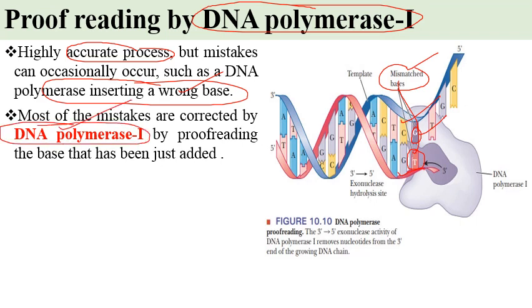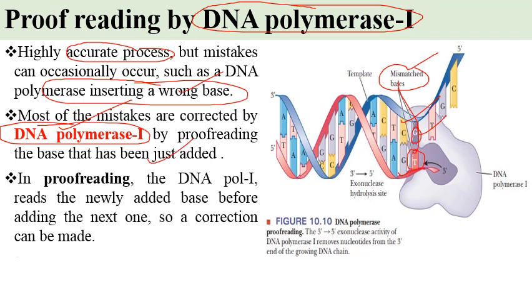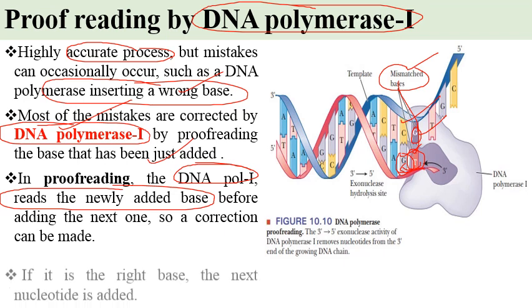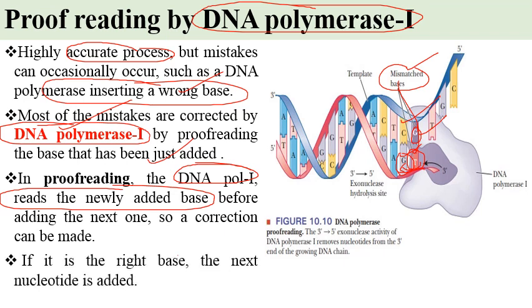DNA polymerase 1 corrects the mismatch by proofreading the base that has just been added. In proofreading, the DNA polymerase 1 reads the newly added base before adding the next one. It checks whether the previously added base is correct or not, and after checking this, the new base is added. So a correction can be made if a wrong base has been added. If it is the right base, then the next nucleotide is added.